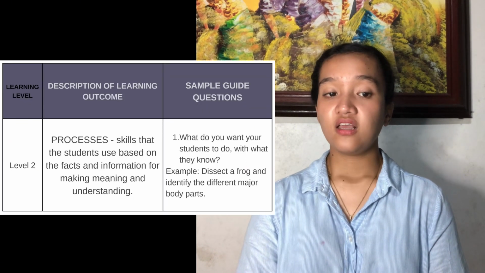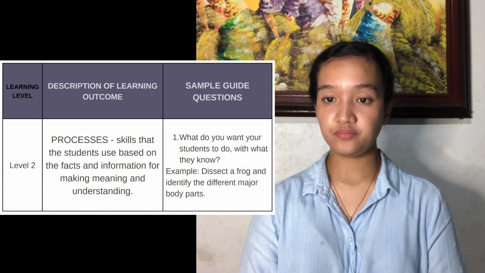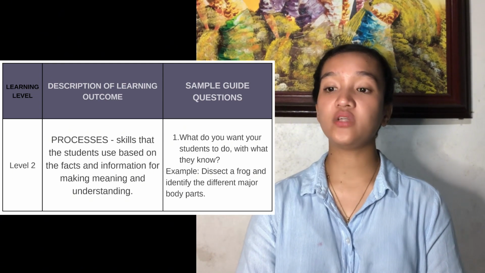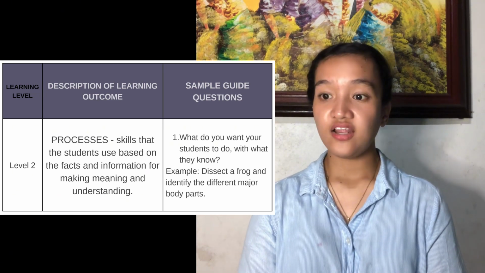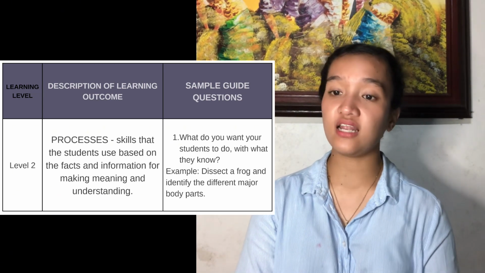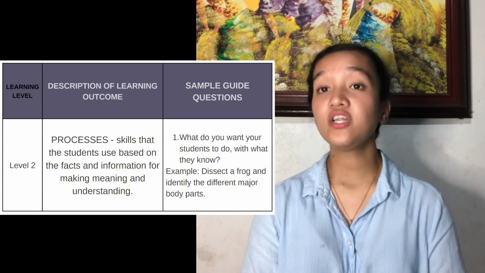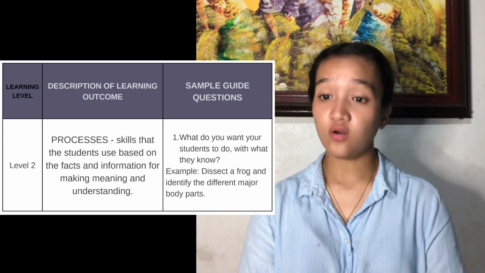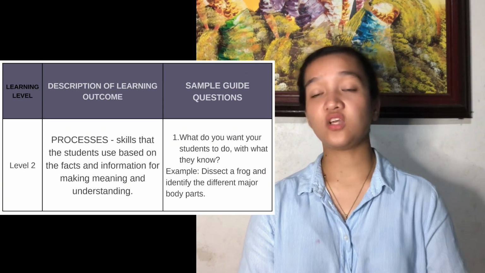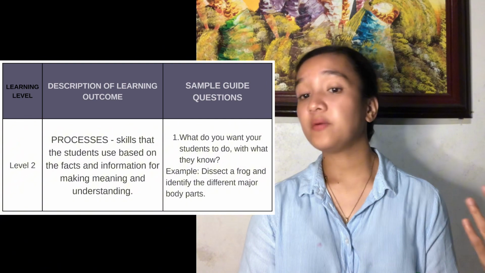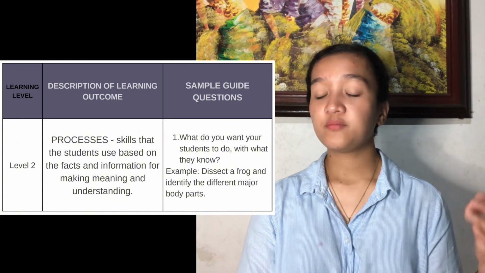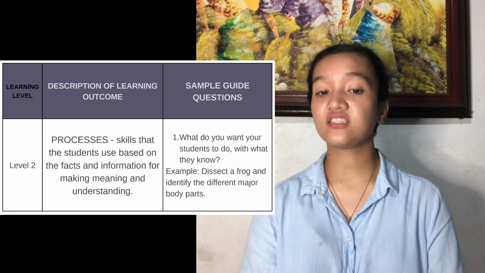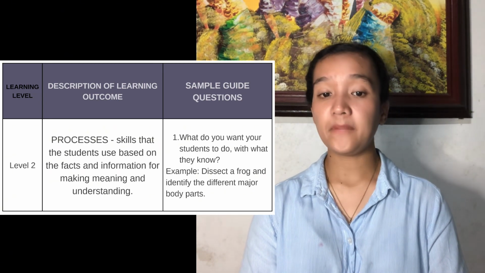While in process, in this assessment, we will be talking about the skills that the students use based on facts. In knowledge, it talks only about what you want the learners to learn. However, in process, it is what you want your students to do with what they know. So in knowledge, it is just the question of how to dissect a frog, but in process, it is more of an appeal to doing, just like in the example: dissect a frog and identify the different major body parts.